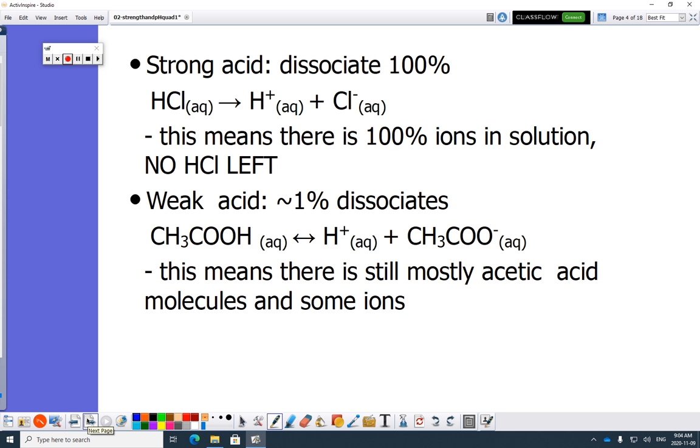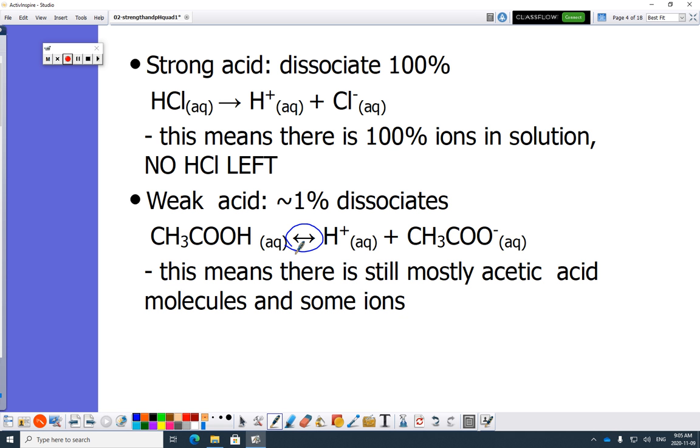Oh, there you go. A strong acid 100% dissociates. There's no HCl left. And then when you have something that's weak, it's only about 1% dissociated. So that means that we are going to have equilibrium established. And it says here, there is still mostly acetic acid molecules and some ions. Well, some's not good enough, right? We want to be more quantitative. So that's the basis of today.